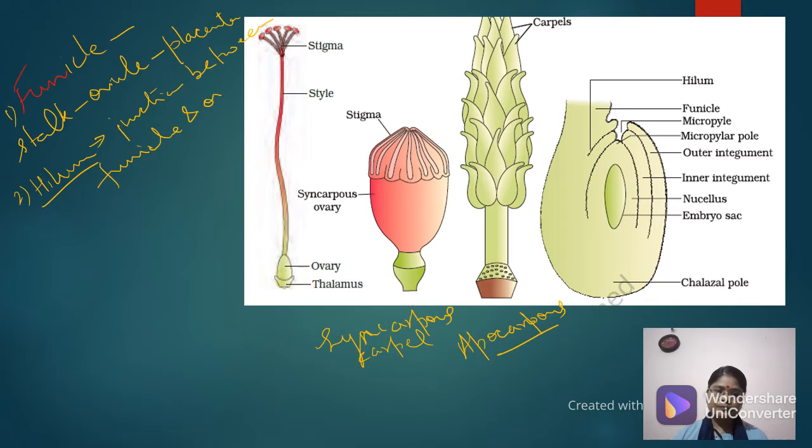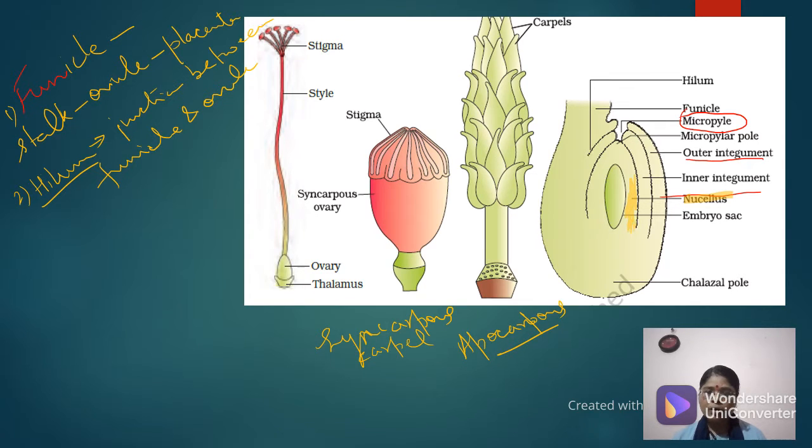Okay, now if you look at the ovule, this region which you see is your micropyle, and at this region there is no integument present. Now you can see that it has got two layers of integument, that is your outer and inner integument. And just inside it is your nucellus. So this region is your nucellus.